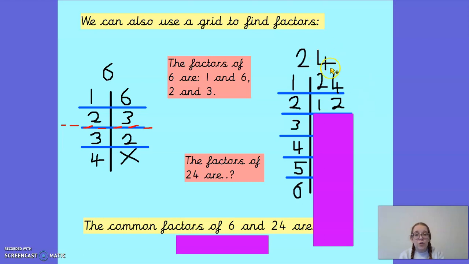Then I can go on to do 24 divided by 3. Or 3 times what makes 24? Well, I know that one. That's going to be a nice 8 there. So I know that 3 and 8 are factors also.